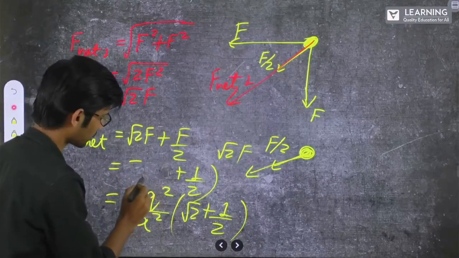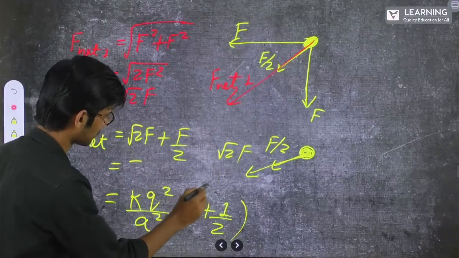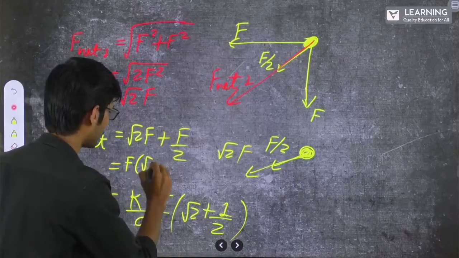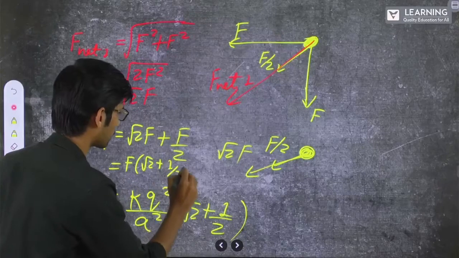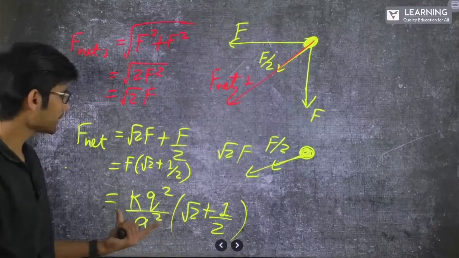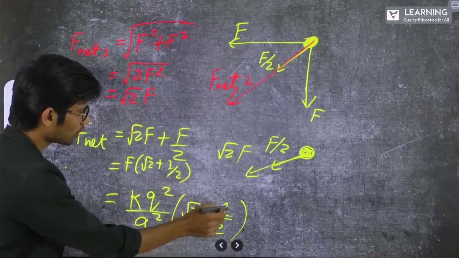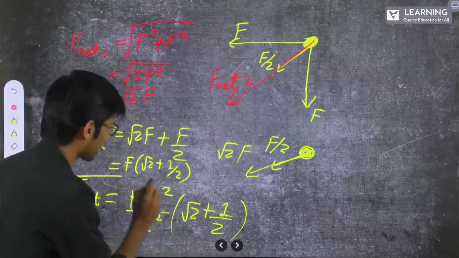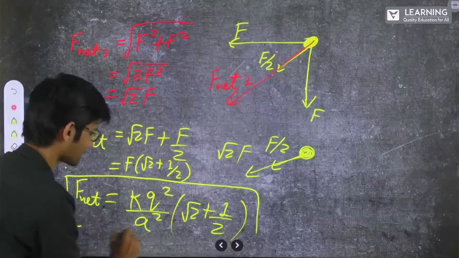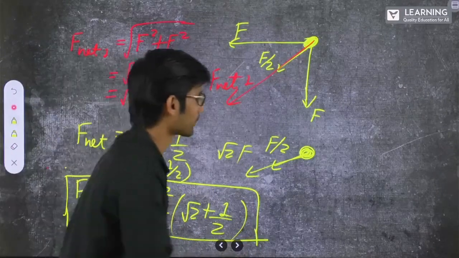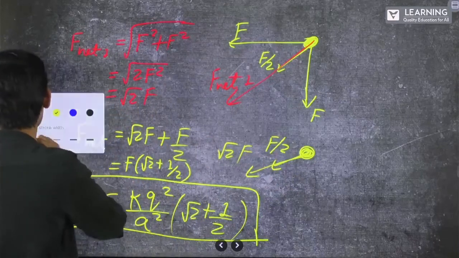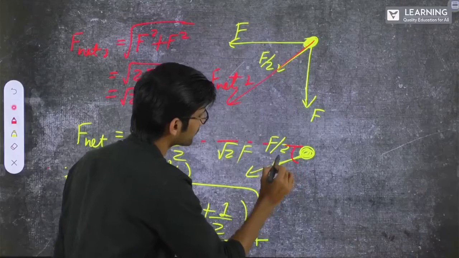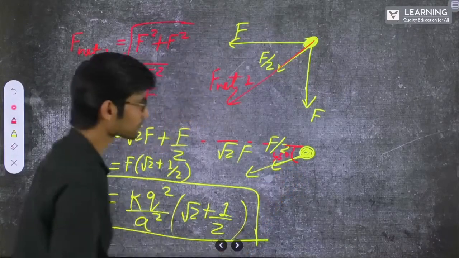I write this a bit small. F root 2 plus 1 by 2. KQ square by A square root 2 plus 1 by 2. This is the F net. This is our answer. So this angle will be from the horizontal, if you see, this is 45 degrees. Correct?